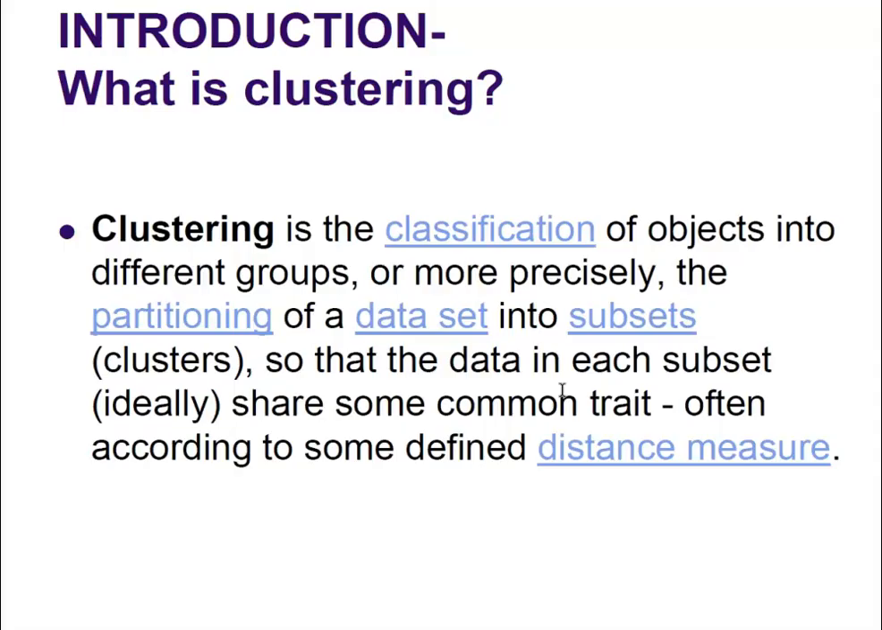So first, what is clustering? What exactly is clustering? The formal definition says clustering is the classification of objects into different groups, or more precisely, the partitioning of a data set into subsets called clusters, so that the data in each subset share some common trait, often according to some defined distance measure.